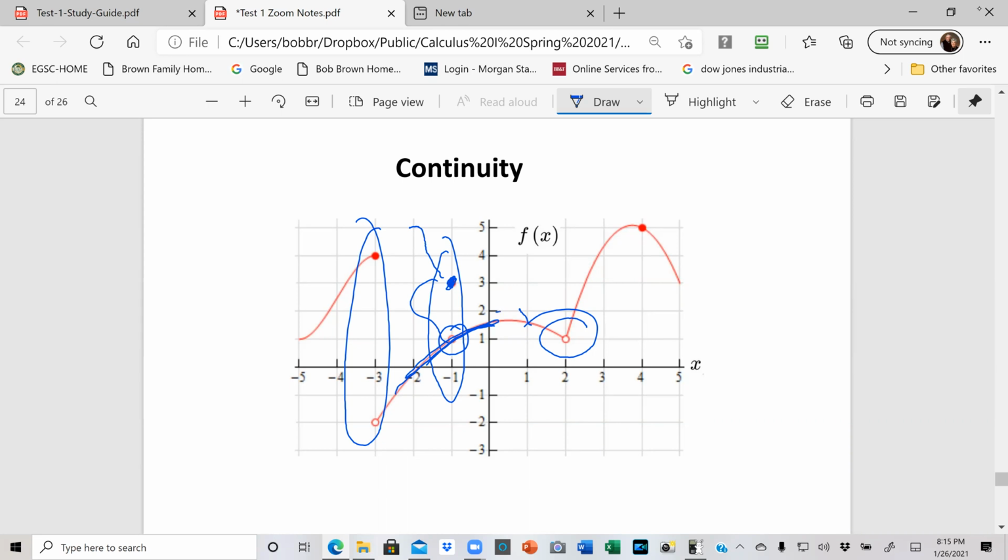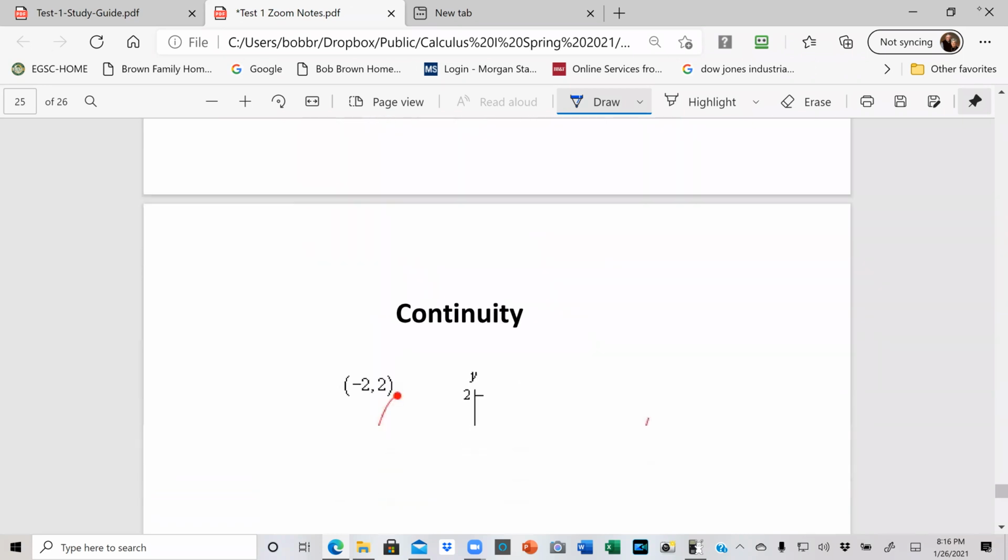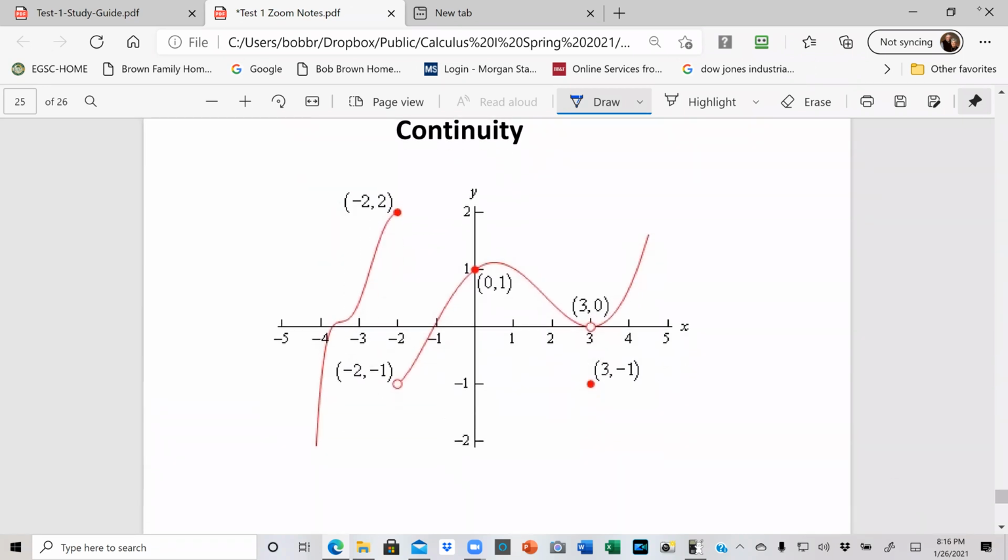Because you're going along on this curve, all the points are there. All of a sudden, you get very close to 2, and you know that the point (2, 1) is not on the graph. In fact, it's not defined. Now we just put a nice little point here. It's continuous there. But this overall graph is discontinuous in several places. And you may be asked to decide that.